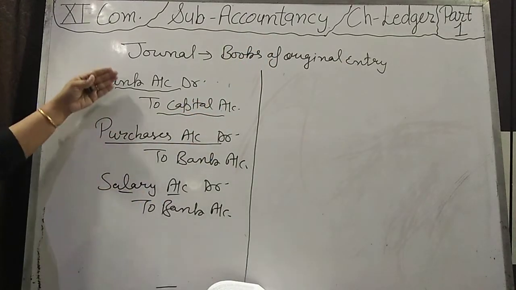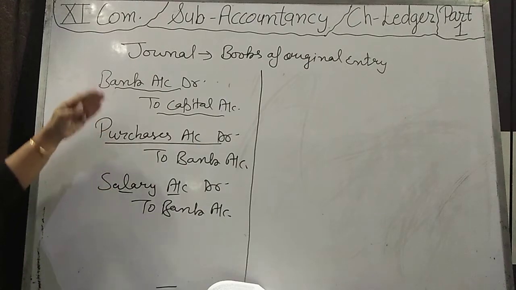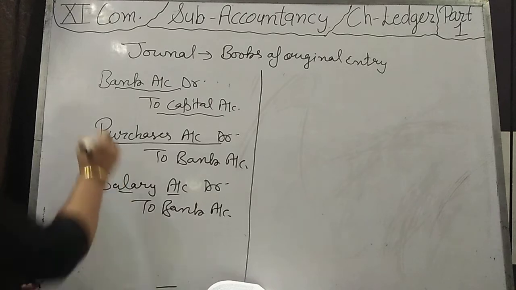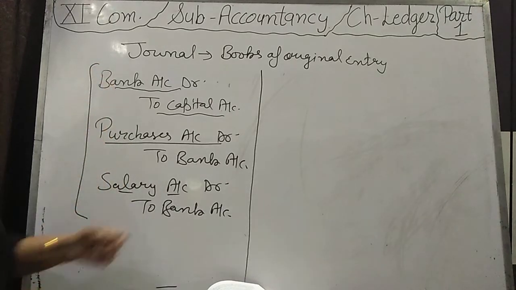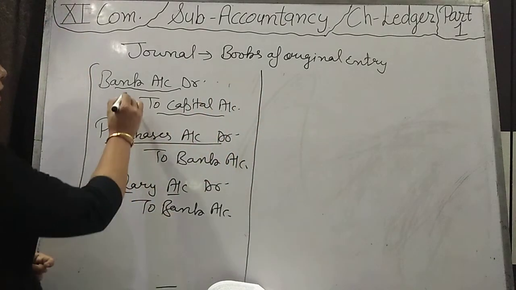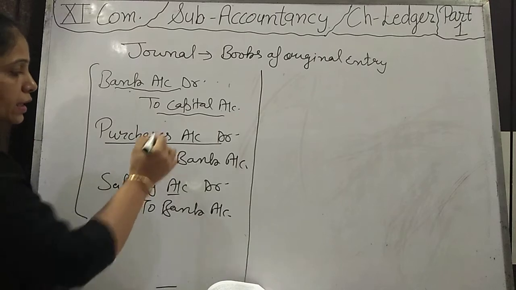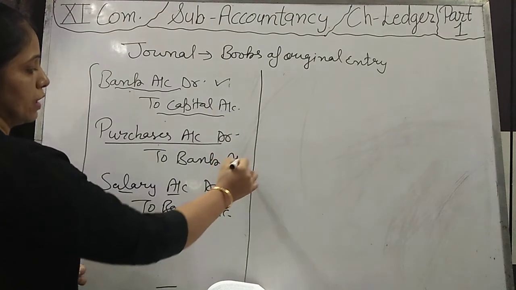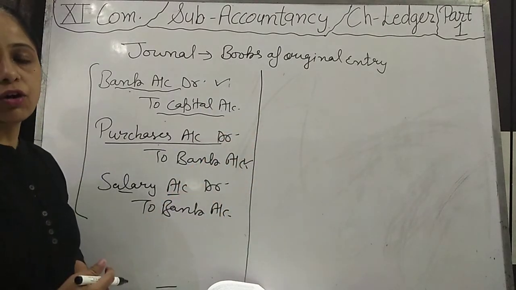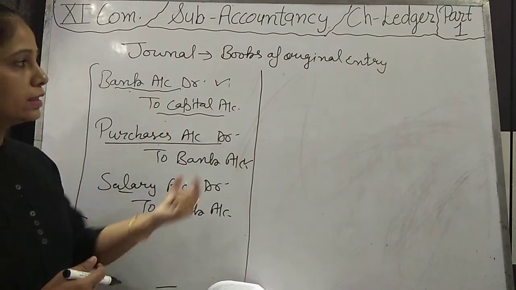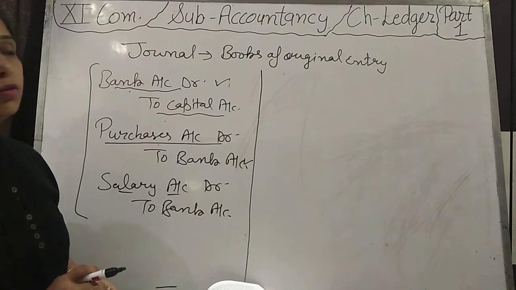In journal we will pass the journal entries date wise, that is known as chronological order. But in ledger we will not make the account date wise. We will prepare bank account, capital account, purchases account, and whenever there is a transaction related to bank account, that only we will record in the bank account. If in any entry bank account is not used, then there will be no recording in the bank account.